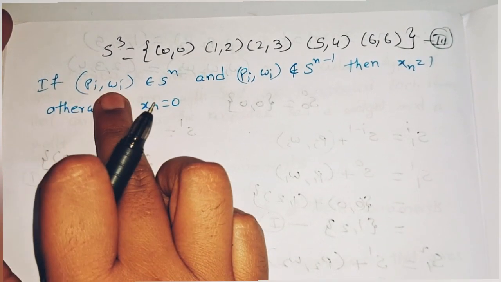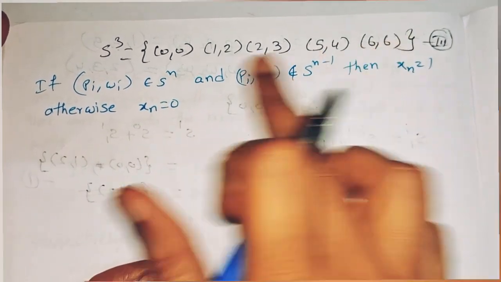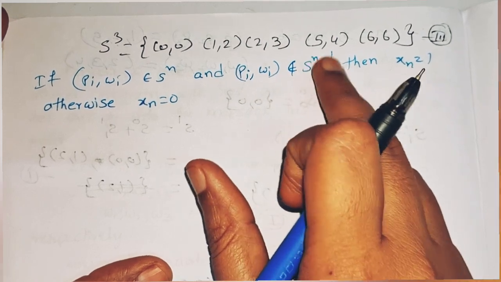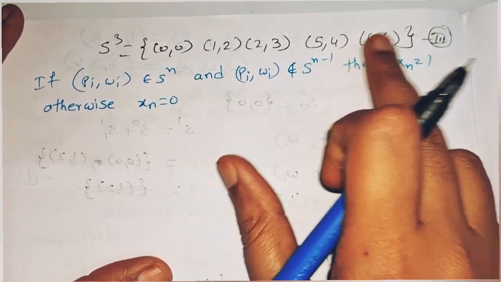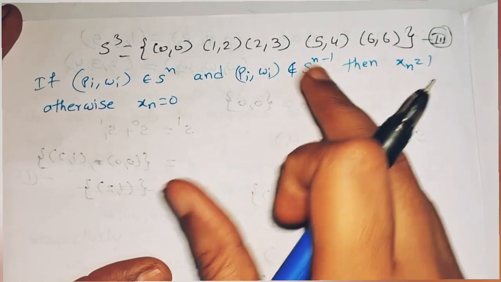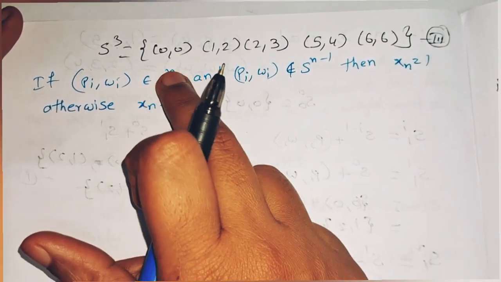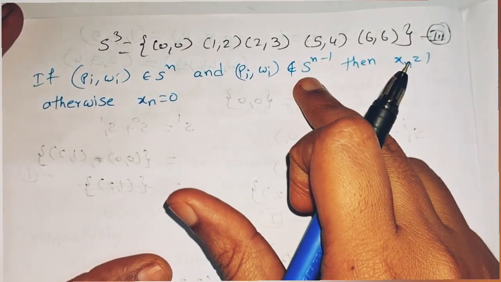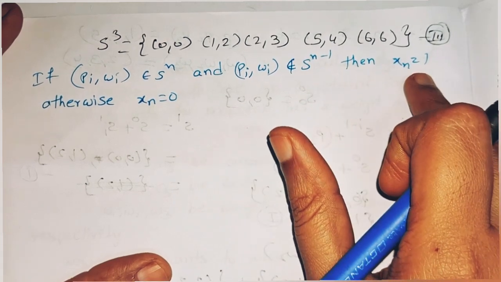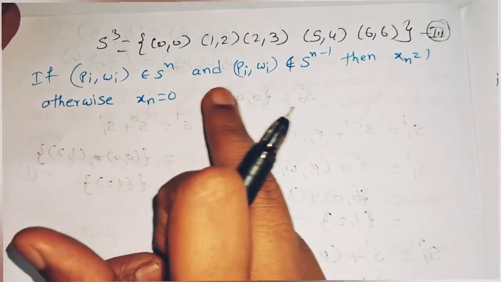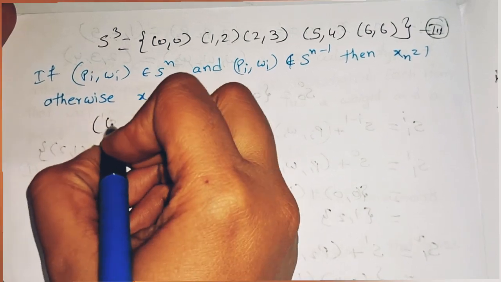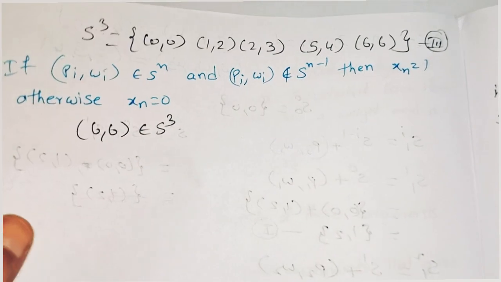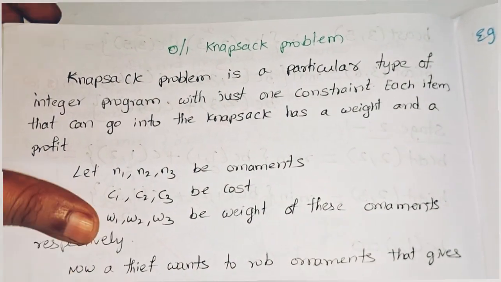So if Pi, Wi belongs to Sn, that means this weight belongs to the S3 value, and Pi, Wi doesn't belong to Sn minus 1, that means if this same pair 6, 6 doesn't belong to Sn minus 1, that means S2. Sn means here S3 and Sn minus 1 means S2. If 6, 6 doesn't belong to Sn minus 1, then Xn equals 1, or otherwise Xn equals 0. So here the 6, 6 belongs to S3, and we will check whether it is available in the S2 or not.